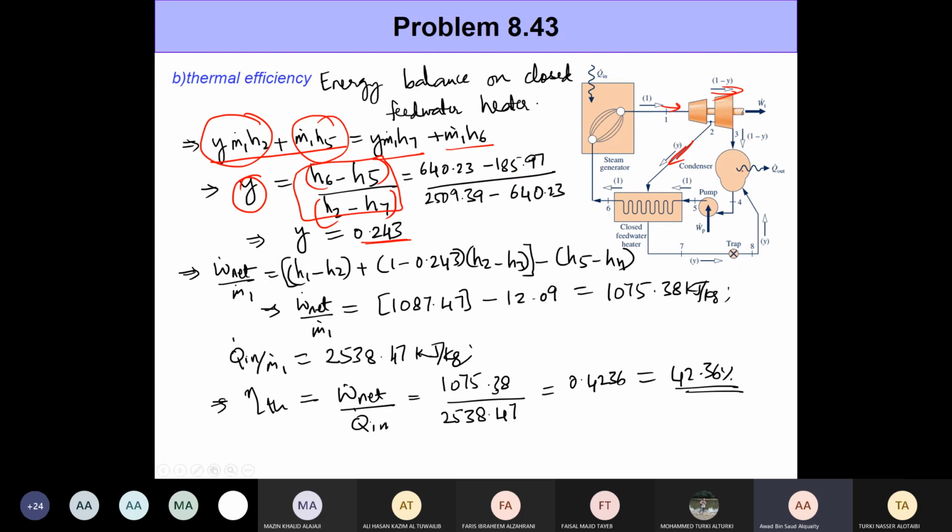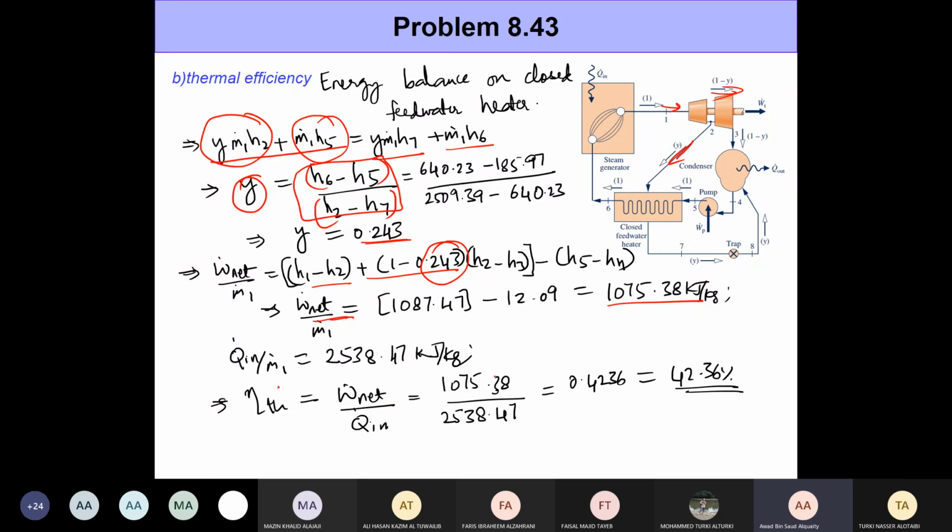Okay, so this is all what was happening there. Now we can plug in the numbers right here. We have everything. We have all other enthalpies. We just need to plug in the number for y, and once you plug it in, you get the net work output per unit mass again, which is 1075, and we can use that to calculate the thermal efficiency, right?